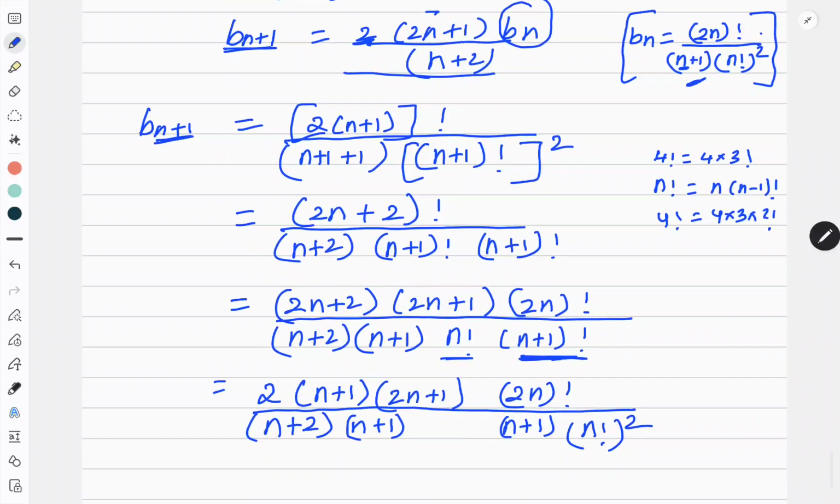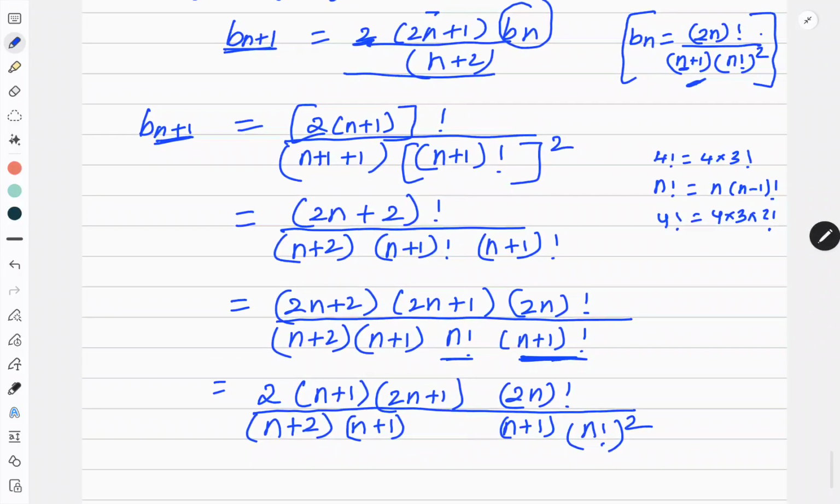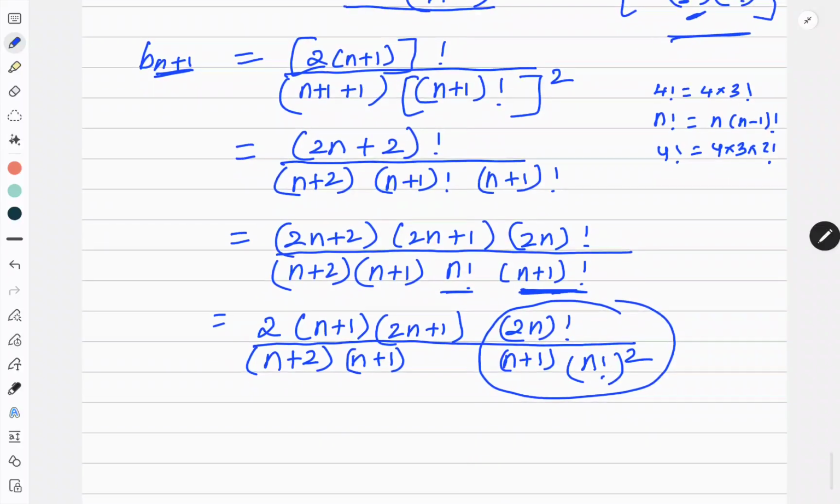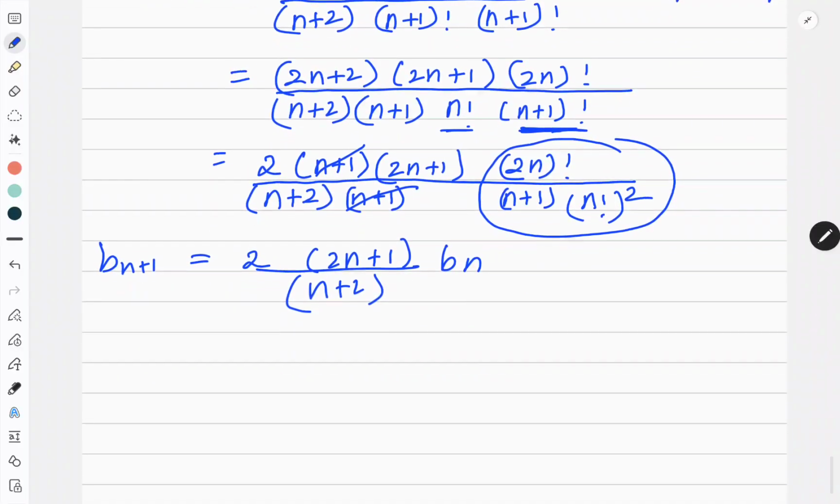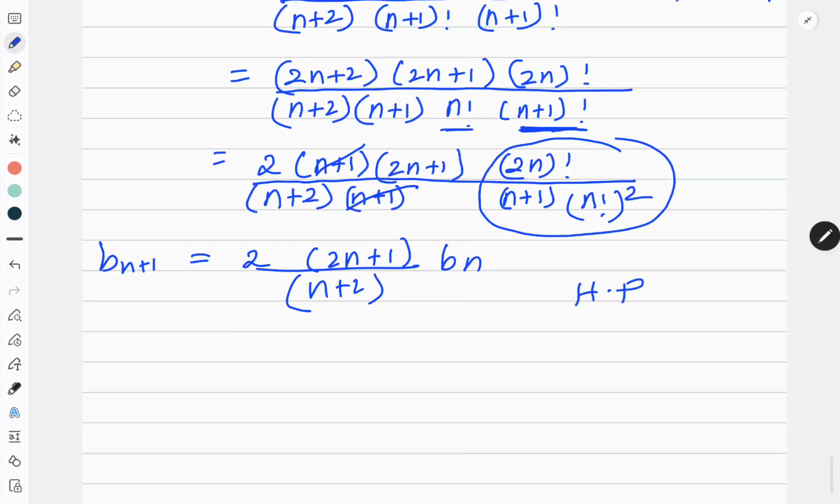Correct? Now observe very carefully. This is the definition of Bn, and this is what? This is looking like Bn. So I can replace this term by Bn. So now I have (2n+1), and (n+1) cancels. (2n+1) upon (n+2) and Bn. If you observe, we got the right hand side. See here, we have got the right hand side, hence proved. Right? So this is the basic question of Catalan numbers.